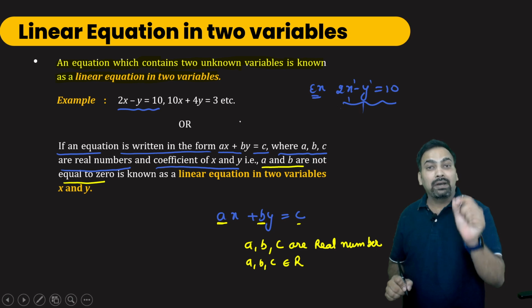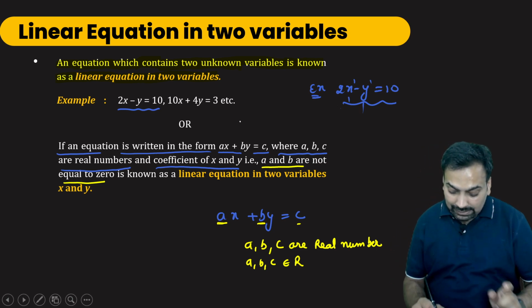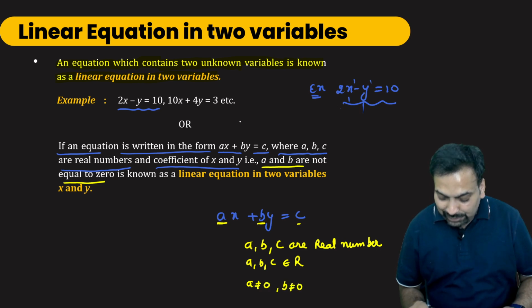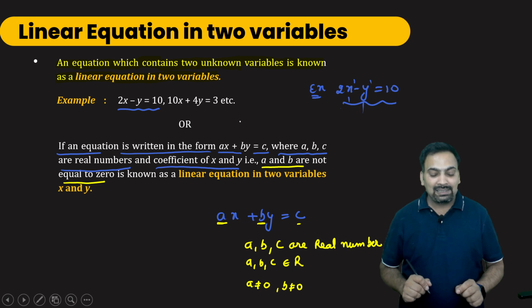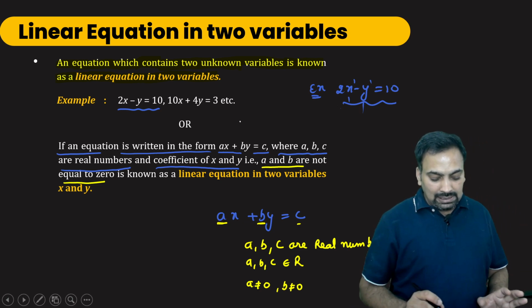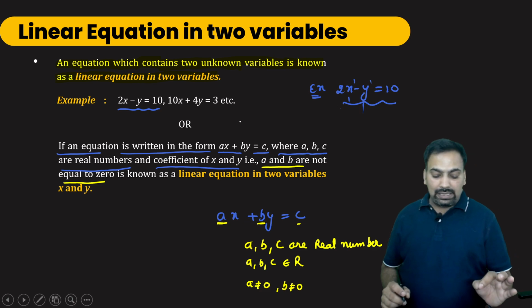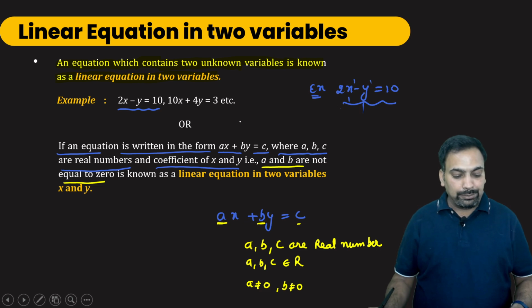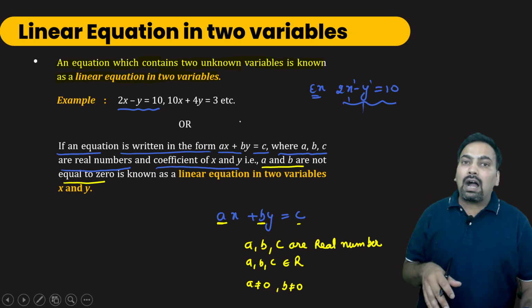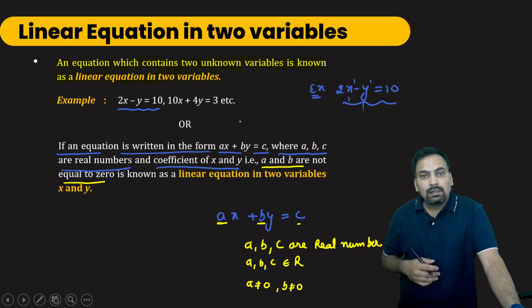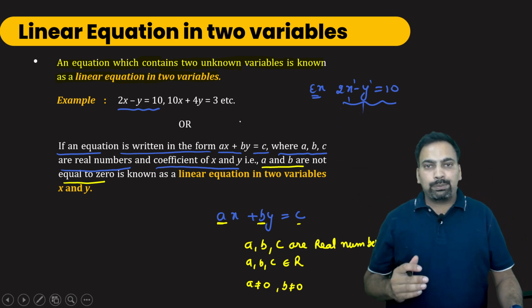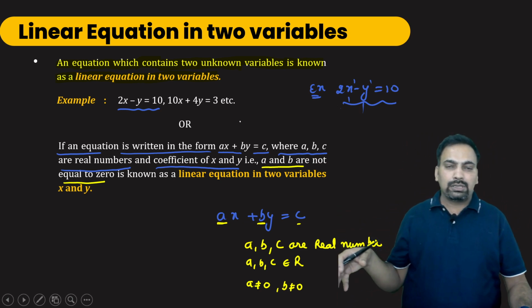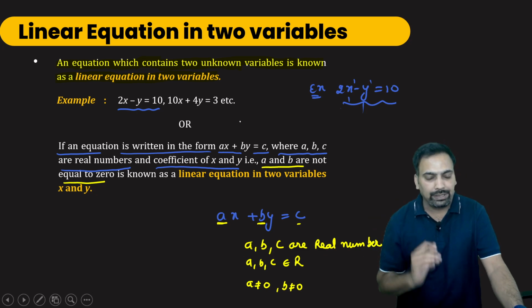But there is one condition: a is not equal to 0, b is not equal to 0. Got it? Okay, so in this way you can represent the linear equation in two variables. And this graph, you already learned how to draw on graph paper in 9th class. When we learn the graphical solution in this chapter, I will repeat it again.